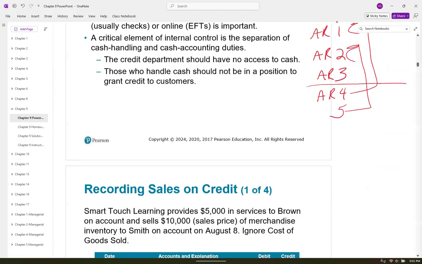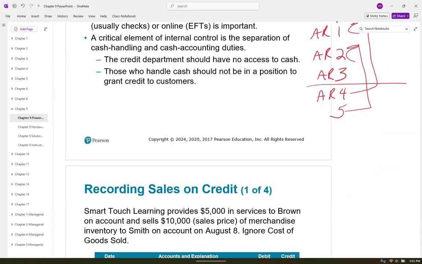Okay. So they're going to give us an example here of a journal entry, and it says Smart Touch Learning provides $5,000 in services to Brown on account, and sells $10,000 of merchandise inventory to Smith on account on August the 8th.